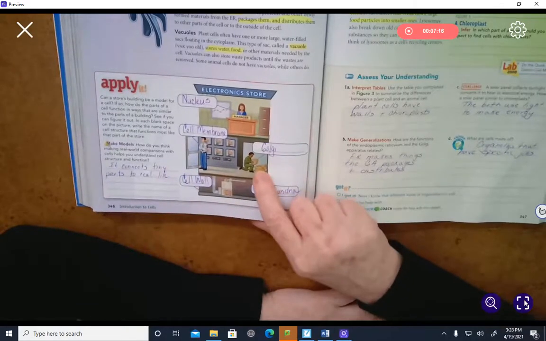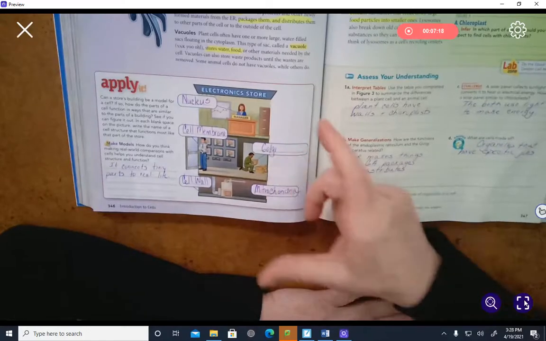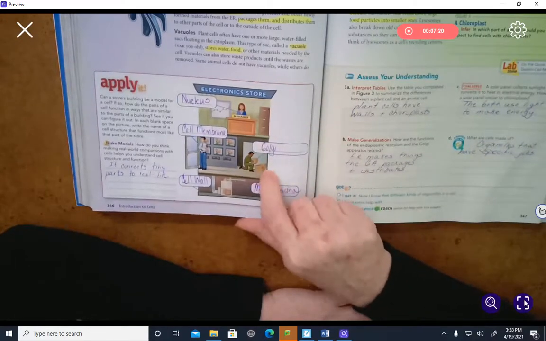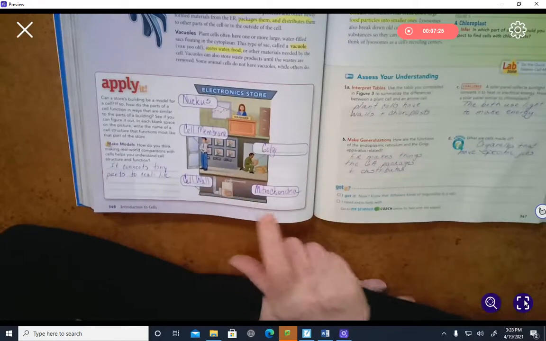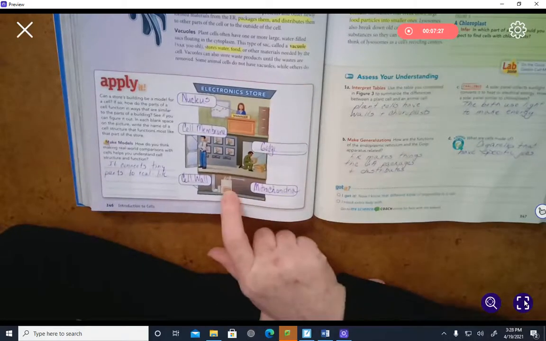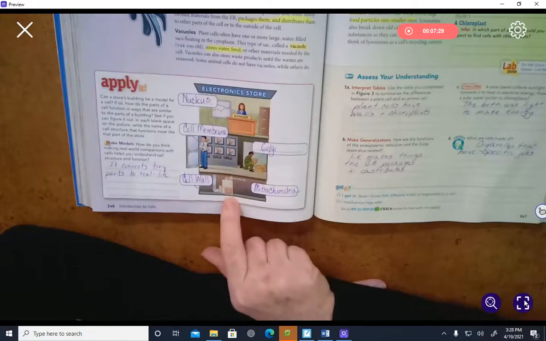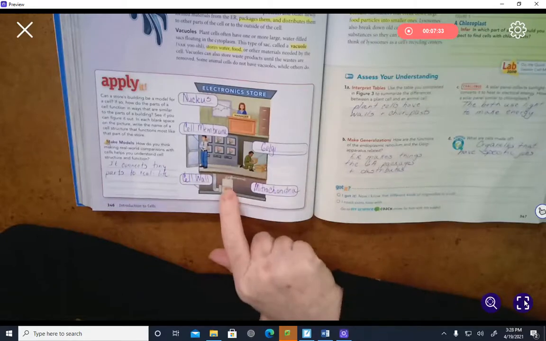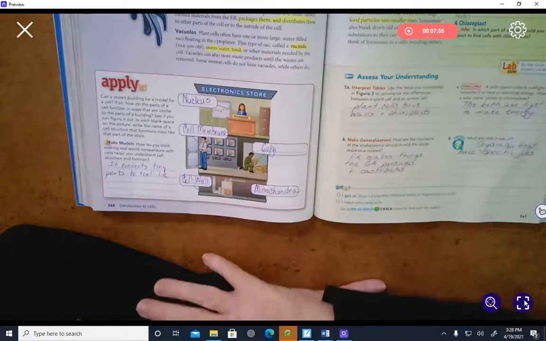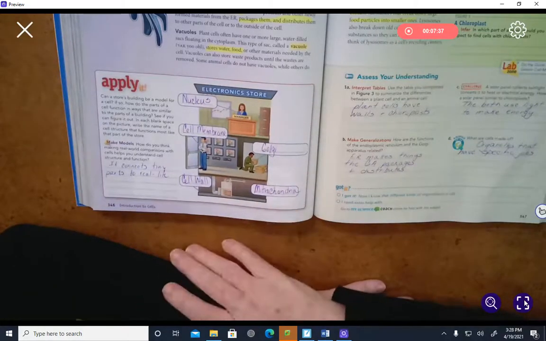Maybe this delivery driver would be like the Golgi apparatus. He would be packaging and redistributing things. This one is the cell wall. We had some debate about whether this was the mitochondria making fuel, or some people thought it was a vacuole, meaning it was storing the energy. So either one of those are right.